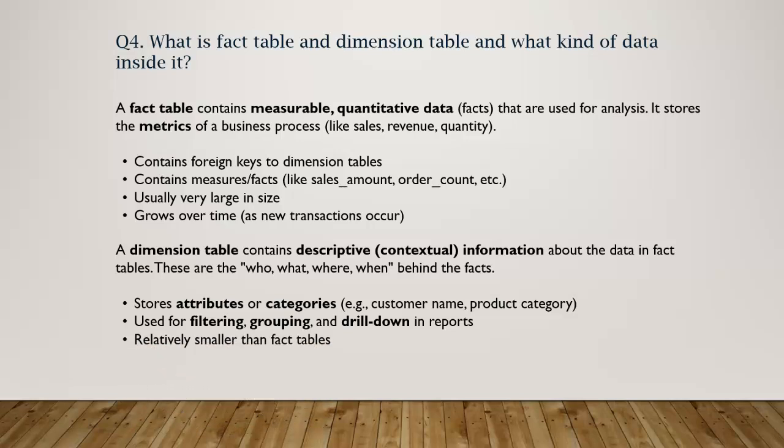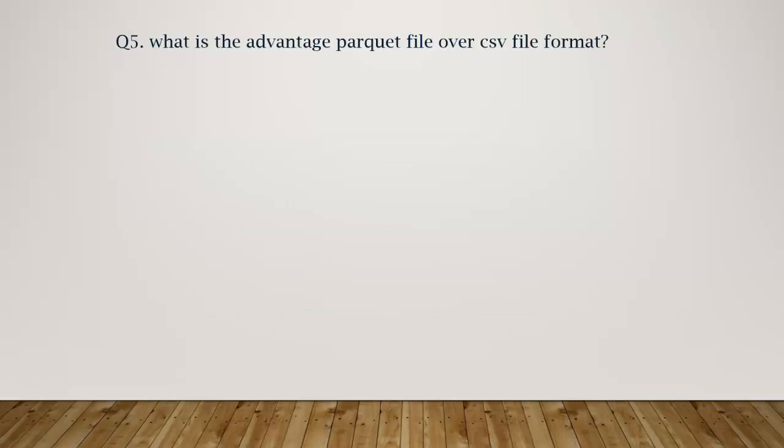It is relatively smaller than the fact table because it's just a dimension that you're putting in, because you only want the categories. And then it can be an SCD, so your dimension table can be an SCD. So this is how you can explain the difference between those two. Now let's move to the next question.